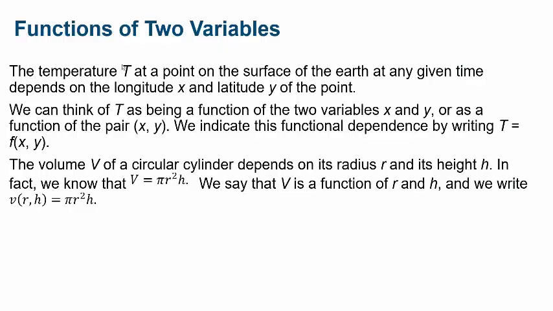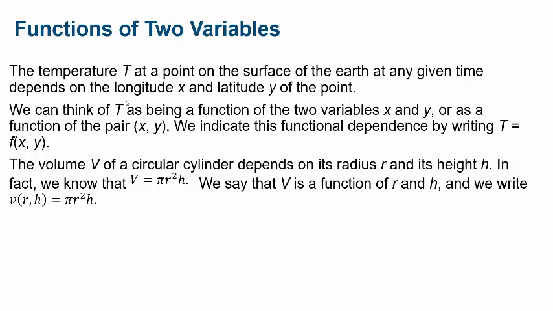Okay, so suppose the temperature T, that's what you're trying to find, at a point on the Earth's surface at any given time. Suppose I want to find the temperature. I live in Morristown, New Jersey. I want to find the temperature of Morristown, New Jersey right now. Well, that depends on the longitude and latitude of that point. The temperature here in Morristown, New Jersey is going to be different than the temperature in Valhalla, New York. So it's going to depend on the longitude x and the latitude y.